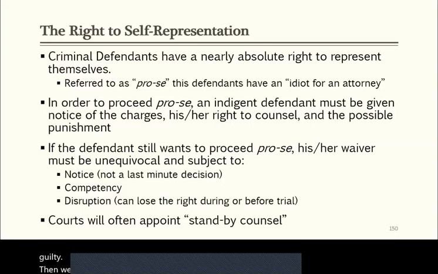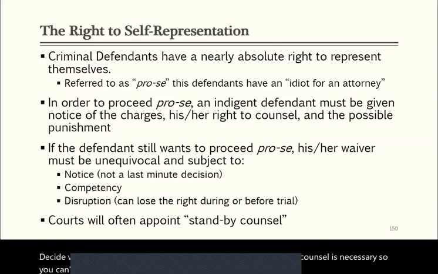Now, if the defendant wants to still proceed pro se, his or her waiver must be unequivocal and subject to notice, competency, and disruption. So when we think about notice, you can't say at the last minute, I want to represent myself. Or vice versa, right? Like you're pro se the whole time. You have to give the court time to decide whether you can proceed pro se and to appoint standby counsel as necessary. So you can't do a last minute decision to say, I'm just going to do this pro se.